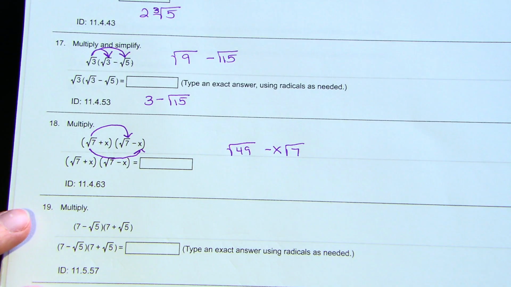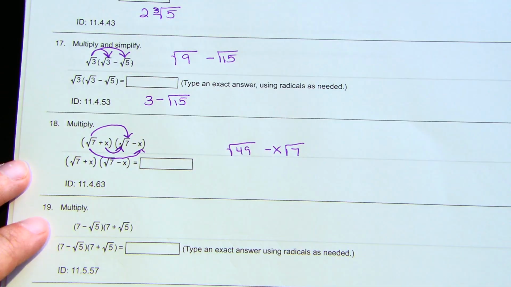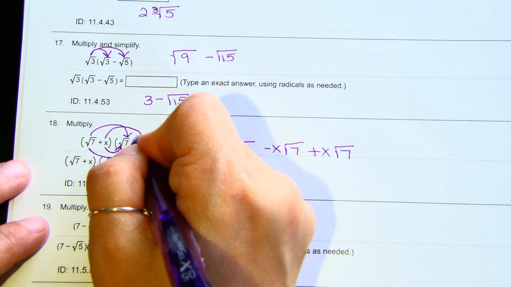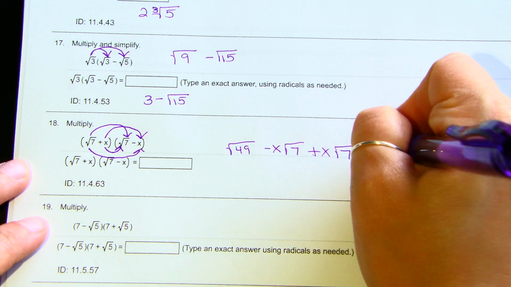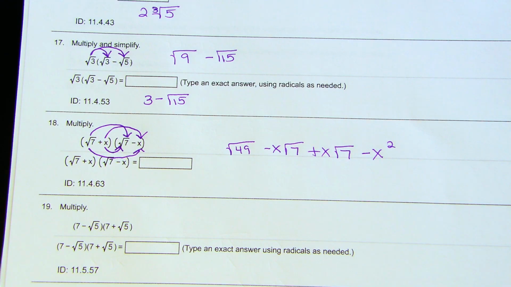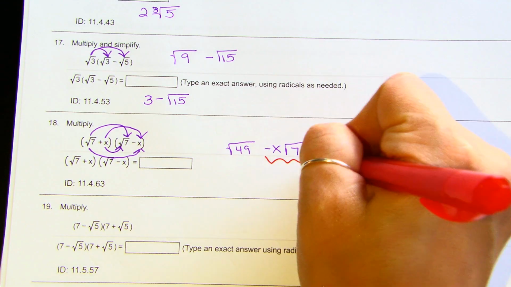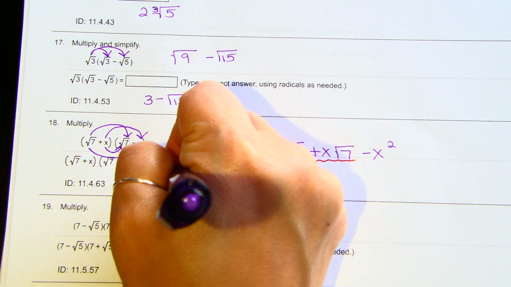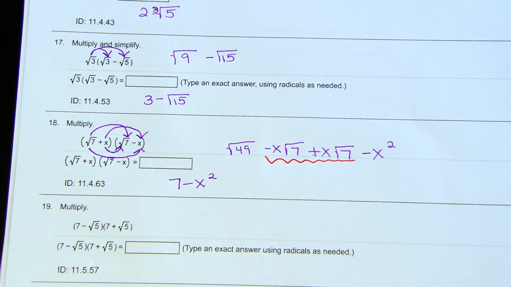My inner is a positive x times radical 7, so that'll be a plus x radical 7. And my last will be an x times negative x, giving me a negative x squared. Now, look what happened here in this middle bit. I have a negative x radical 7 and a plus x radical 7. Those cancel out. And radical 49 is 7. We actually had a difference of squares here. We really did. It's just we're not used to that because 7 is not a perfect square in our mind. But radical 7 times radical 7 would produce 7, so it is theoretically a perfect square in that way.